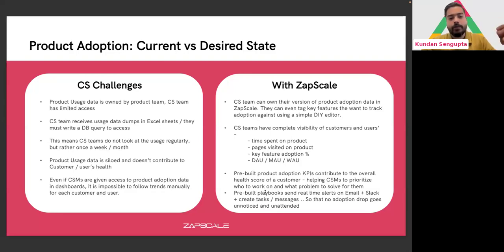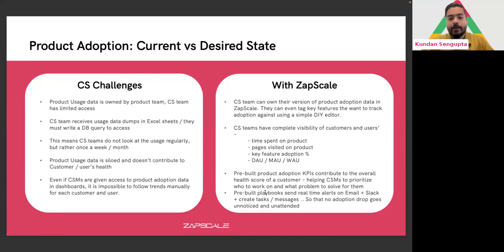And there are pre-built playbooks, plus you can create more playbooks through which anything untoward that is happening with the product adoption, let's say they're using fewer features, they're spending less time, they're not active, they're not logging in, their DAU is going down, you get alerted in multiple channels, in ZapScale, in Slack, in email, so that you're always on top of your customers' product adoption, thereby ensuring that you are in complete control of your churn rates, your renewals, your expansion opportunities, and so on. So that's what essentially we do with respect to product adoption.